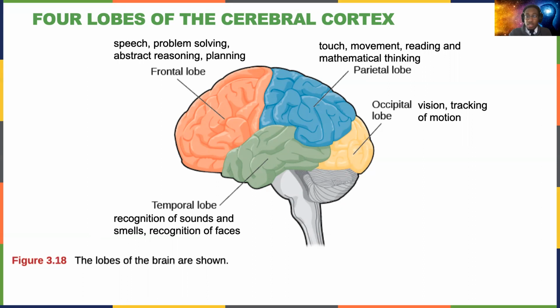Then there's the temporal lobe, which is involved in the recognition of certain stimuli like sound, smells, and the recognition of faces. And then there's the occipital lobe, which is involved in visual functions, interpreting visual information and tracking motion.